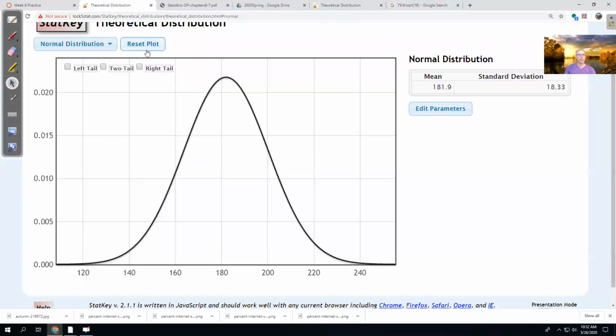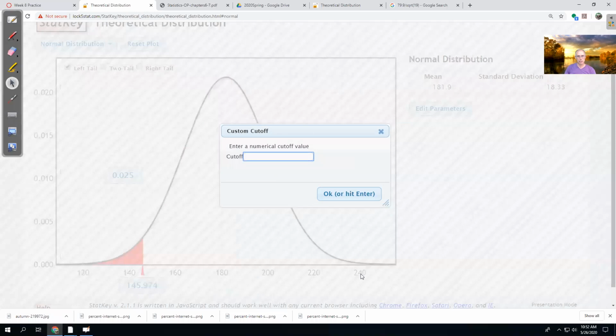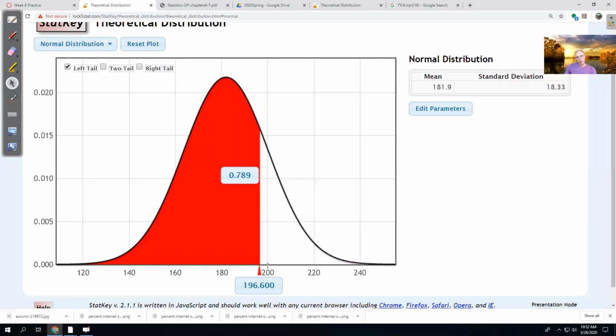All right, and then I need to plug in, that's a left tail test, and I want, again, a mean of 196.6. And now it says a slightly different probability because the standard deviation shrunk, right? Instead of being about 80, it's about 18. So if I take a number that's a little higher, that means I'm accumulating more. So this time I get a probability of 78.9%.